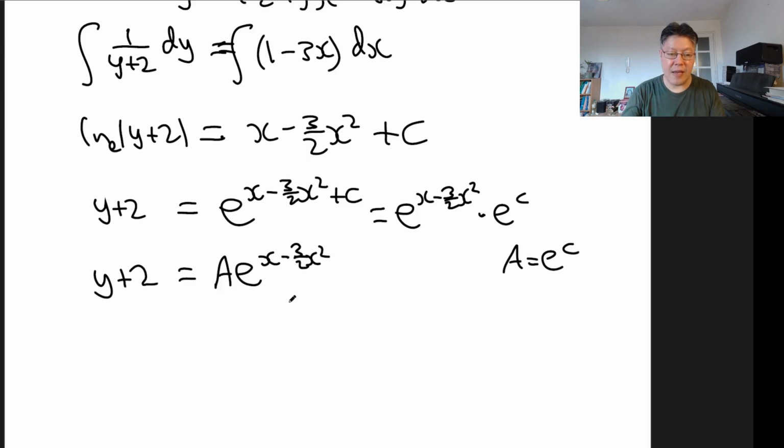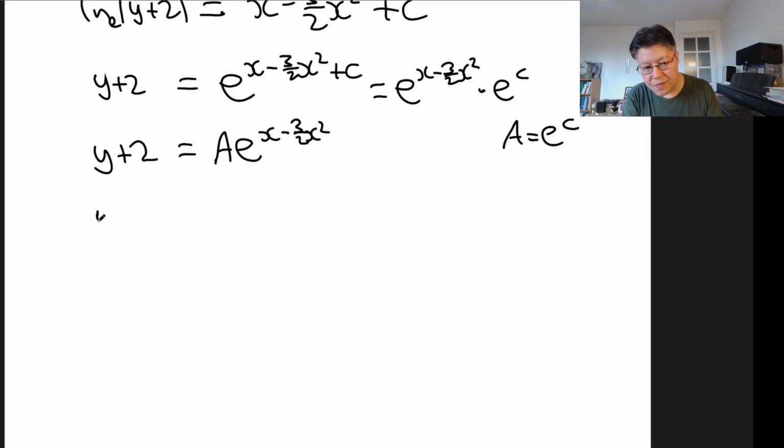And now the last step, we can minus over the 2, so you get y equals A e to the x minus 3 over 2 x squared, minus 2.